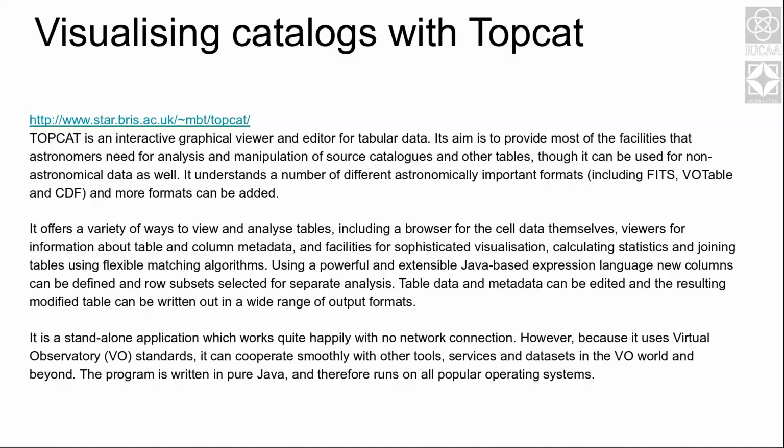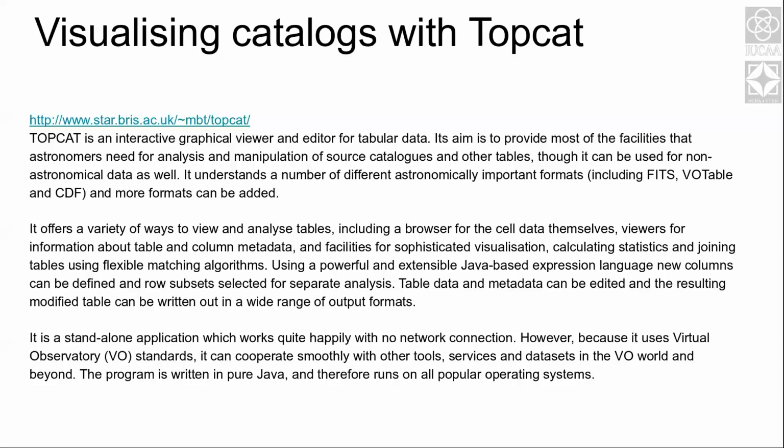You're also able to combine tables together. So there are flexible matching algorithms available for you to, let's say, positionally match a radio catalog with an optical catalog in order to find, for example, the optical counterparts of radio sources. It has its own Java-based expression language. Okay, the language is useful so that you don't have to do everything interactively. Once you know what you want to do, you can write a short program that will match catalogs, for example, or make plots, histograms, and scatter plots, and so on. The data themselves can be edited, and the modified table can be written out in a wide variety of formats.